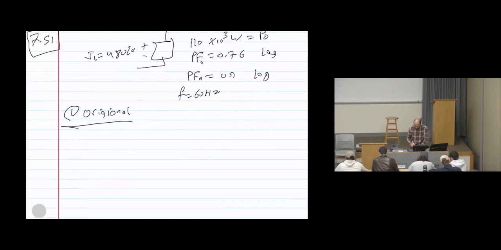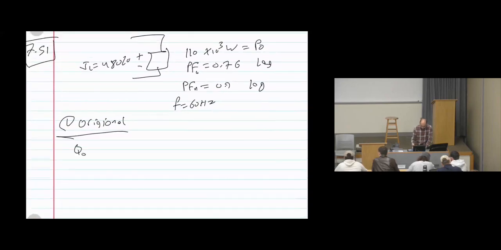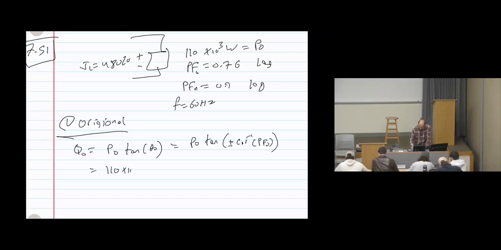With the original situation where there is no capacitor, Q original equals P original tan of theta original. We don't know theta original, but theta is cosine inverse of the power factor. So it will be P original tan of cosine inverse of power factor original. And it's going to be plus or minus depending on whether it is leading or lagging. Let's substitute the values. P original is 110 times 10 power 3. Tan of, since it's lagging, then it's going to be positive, cosine inverse of power factor original, which is 0.76.